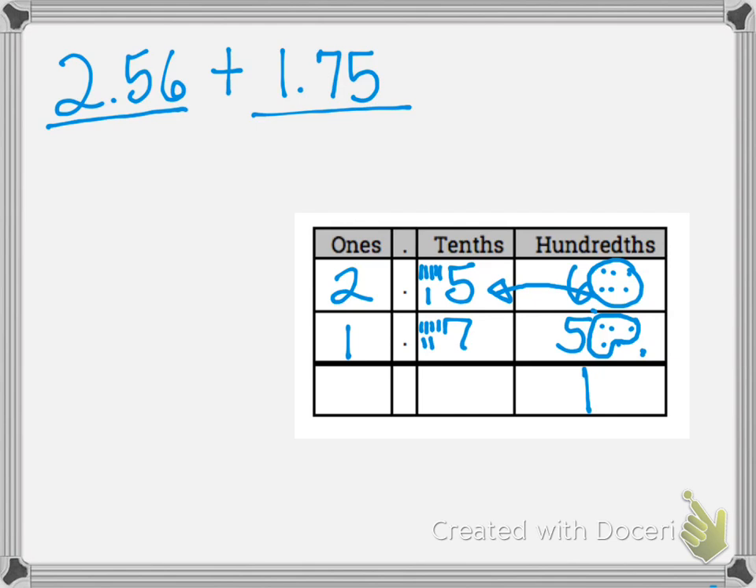So if we think about that, 6 plus 5 is 11. We're carrying the 1. So we're writing our 1 here, and then we're going to carry the other 1 over here. So now we'll add these up. We have 5 and 7 plus 1 more.